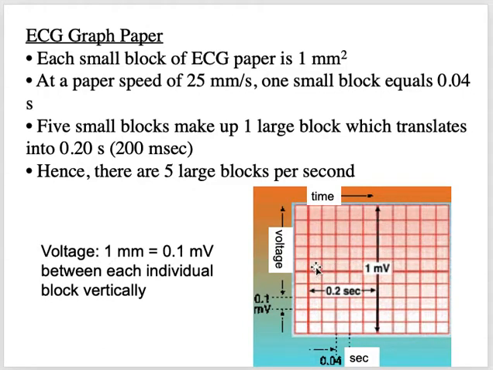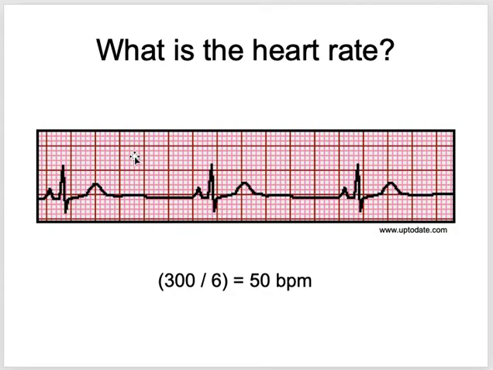So each small block is also 40 milliseconds, right? So again, this is general mathematics. There is nothing you can say. Okay, and see, in this axis, one small block is 0.1 millivolt. So what it means, two big blocks is 1 millivolt, right?